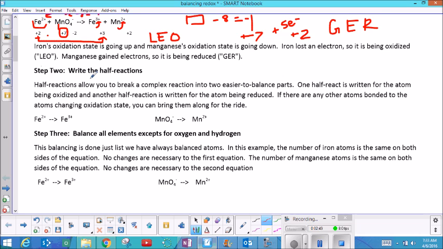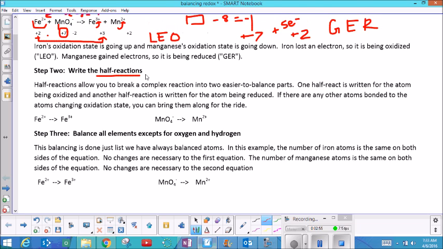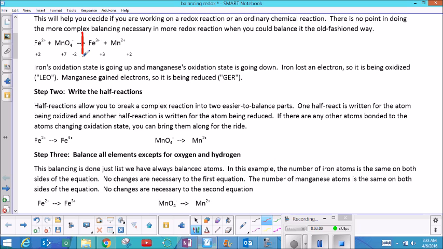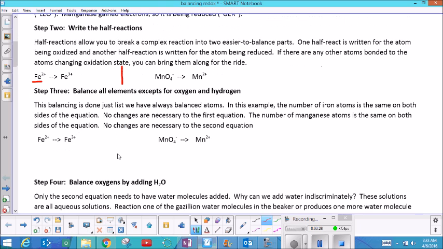The next step is to write the half reactions, meaning split it into the 2 pieces that you see for the halves. So here is the center of my reaction, and the question is, what is Fe +2 becoming over here? It's becoming Fe +3. So I write Fe +2 yields Fe +3. And that leaves the MnO4 -1 to become the Mn +2. So that's the other half reaction.